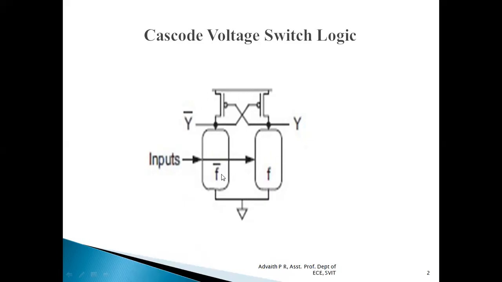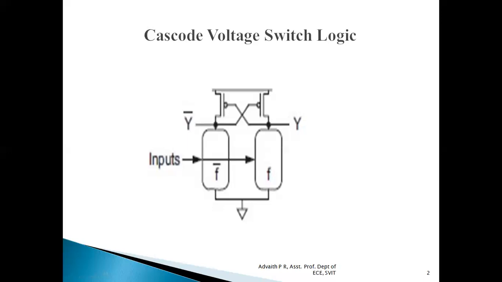And in the pull-down network, we are giving two kinds of inputs. One input is non-inverted inputs. The other input is inverted inputs. The pull-up network is connected to the VDD line, and the pull-down network is connected to ground. It uses both true and complementary inputs and computes both true and complementary outputs, using a pair of NMOS pull-down networks, for which we will be giving inverted inputs as well as non-inverted inputs.